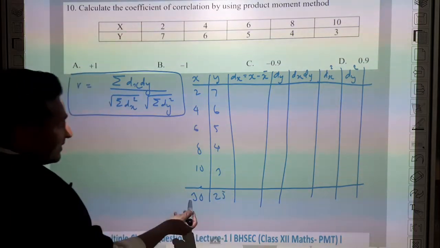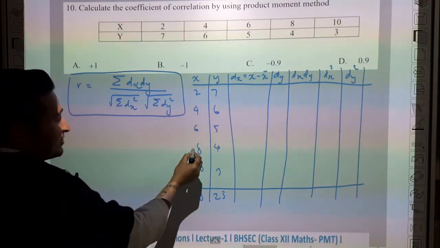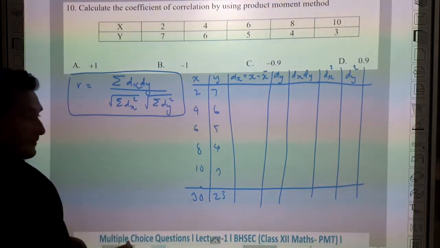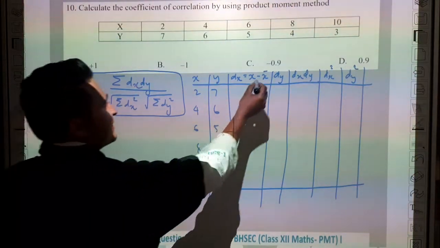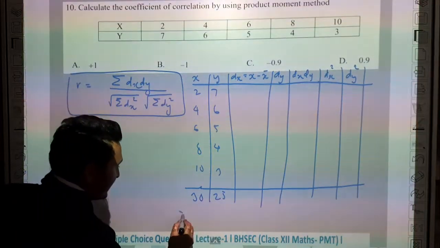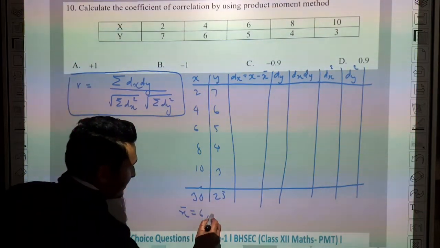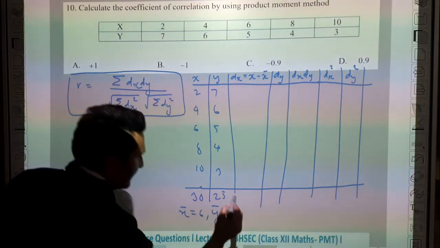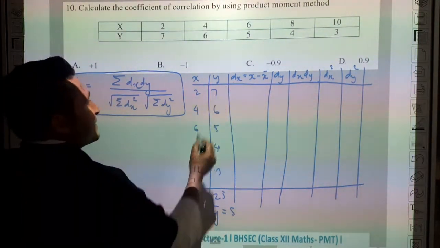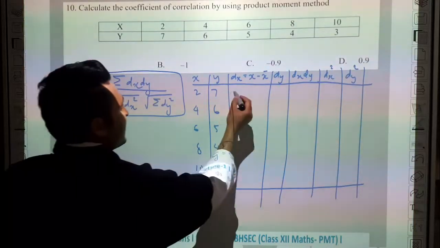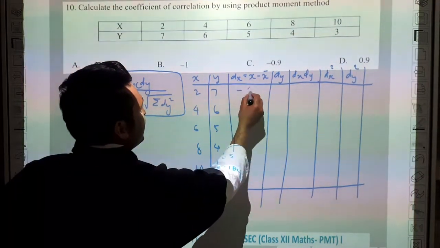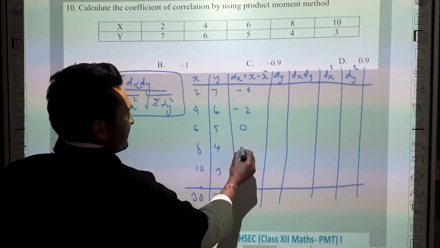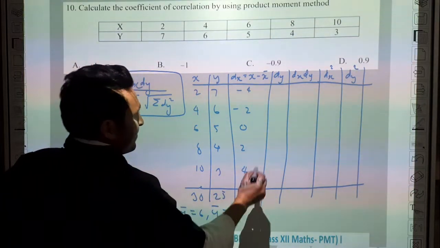So for the mean out here, how many terms are there? 1, 2, 3, 4, 5. So 30 divided by 5 is 6. So out here x bar is 6 and y bar is 5, right? Now just find dx. So x minus 6, meaning 2 minus 6 is negative 4. 4 minus 6 is negative 2. 6 minus 6 is 0. Similarly, here 2, here 4.